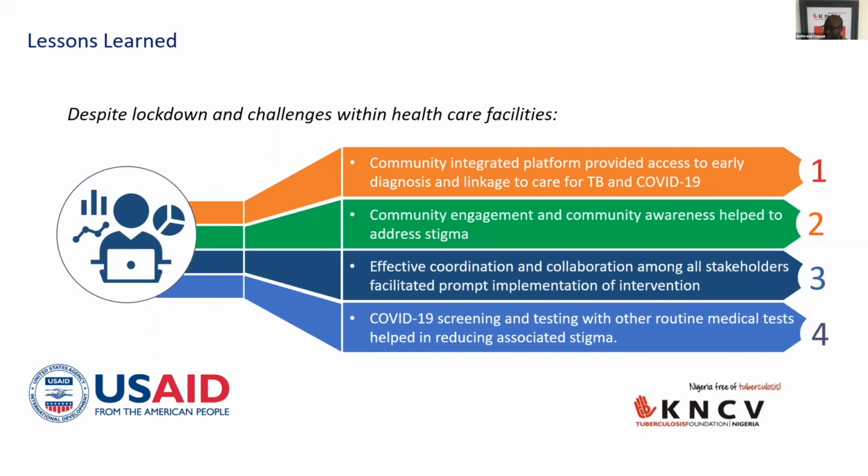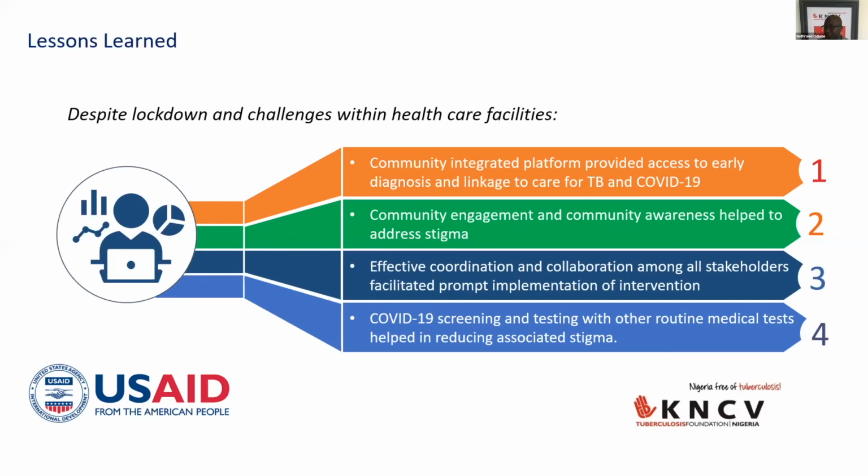Community engagement was very, very key, in meeting the gatekeepers and advocacy even before deployment at the community levels, followed by awareness creation. It really helped to mobilize and it addressed issues around stigma. Effective coordination and collaboration among all stakeholders in the states, working very closely with the state governments, both at the state level and the local government level, and other partners supporting both COVID and TB intervention in the states, were equally very key to the success.